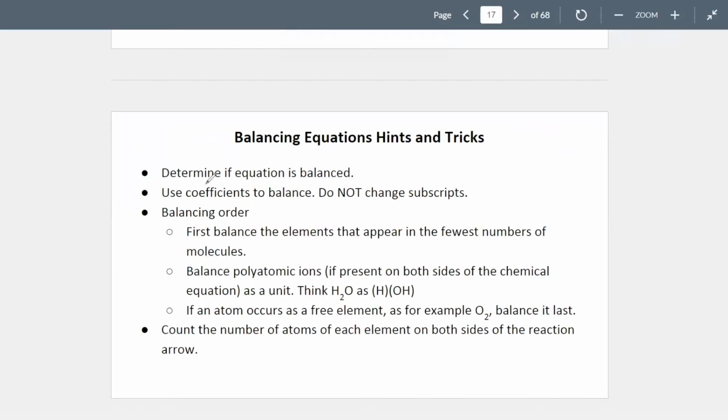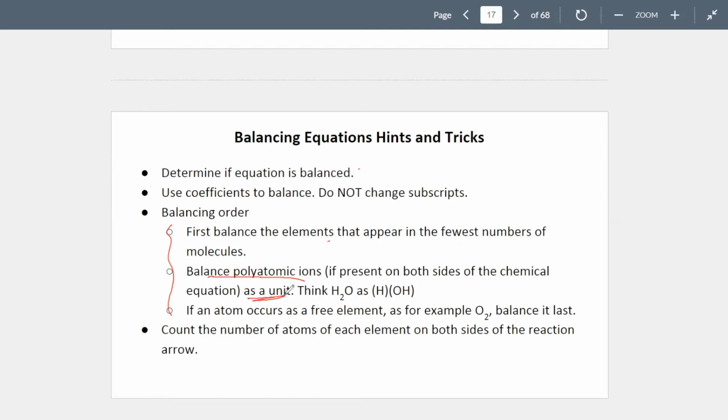So the first is you need to find whether the equation is balanced or not. If it's already balanced, you do not need to balance. And you're always going to use coefficients to balance. You're not going to change the subscript. Now, this is the balancing order. First, you're going to balance the elements that appear in the fewest number of molecules. After you are done with that, then you're going to balance the polyatomic ions as one unit, okay?